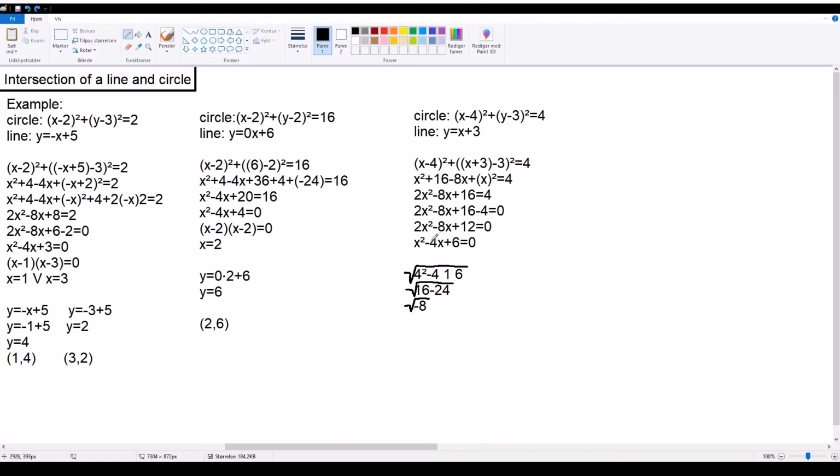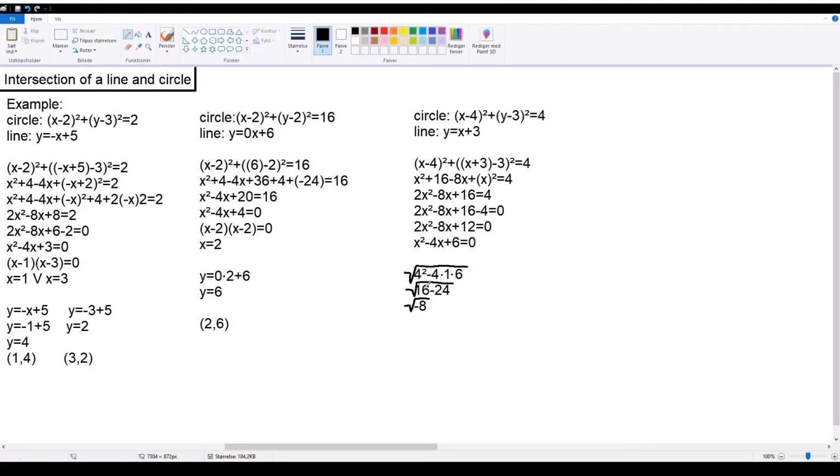And in this case, you can tell that this line does not intersect the circle by simply looking at the discriminant of this quadratic equation. You see, the discriminant of a quadratic equation is the square root of b squared minus 4ac. So here we have 4 as our b, 1 as our a and 6 as our c, those are our values. So we simply put it in here.